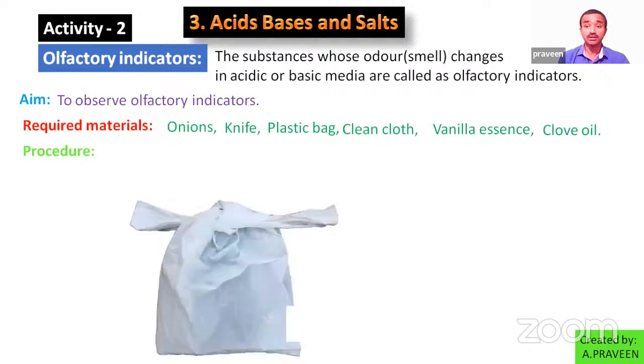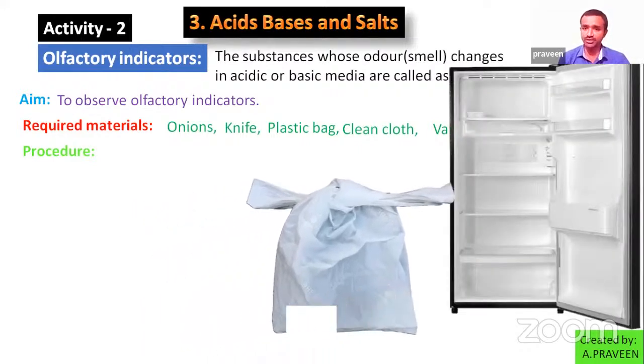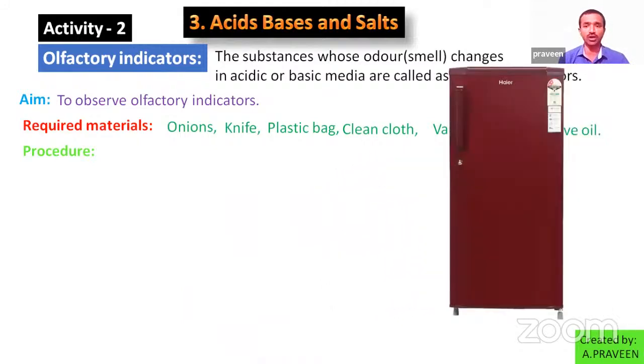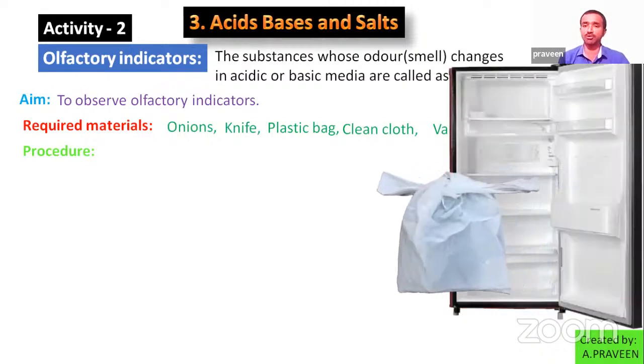Then you can also use a thread to close it tightly, a tight packing. Then keep this polythene bag along with the finely chopped onions and clean cloth in the refrigerator overnight. Keep it in the refrigerator and close the door. Keep it for 24 hours, overnight. Then take it out the next day morning.